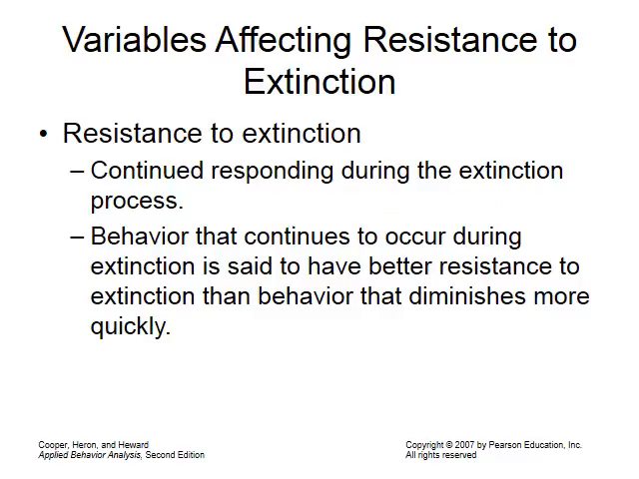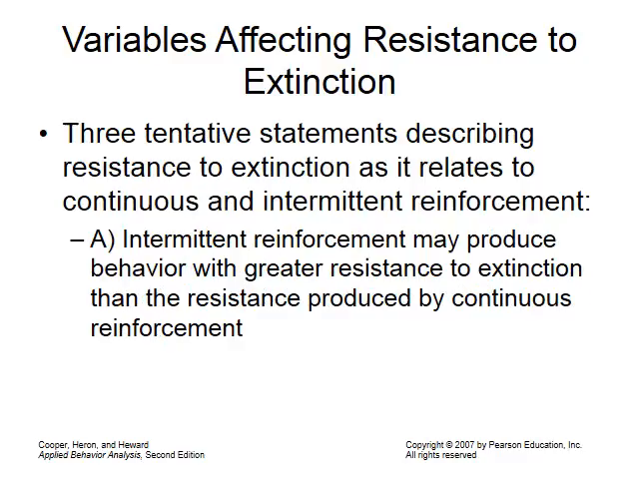Something else you need to be aware of when implementing extinction procedures is that some behaviors may be resistant to extinction. So some of the variables that affect resistance to extinction, we'll talk about those, but what it means for a behavior to be resistant to extinction is that you continue to see responding even though the extinction procedure is in place. So you're withholding the reinforcer for the behavior, but the behavior keeps occurring. So the behavior that continues to occur during extinction is said to have better resistance to extinction than behavior that diminishes more quickly.